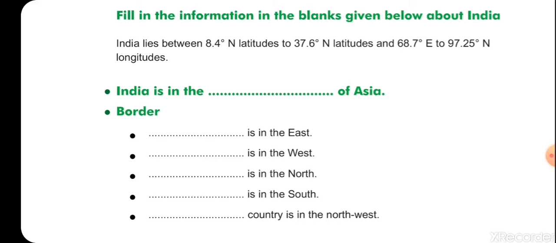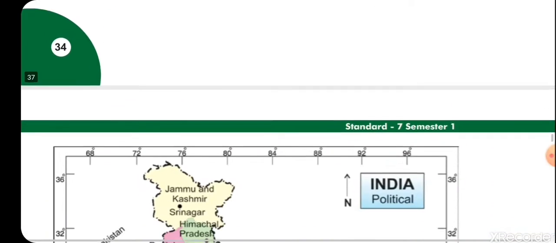Understanding more about the borders, Bangladesh is in the east, Arabian Sea is in the west, Himalayan mountain is in the north, Sri Lanka is in the south, Pakistan country is in the northwest. Let's move ahead and understand in detail.